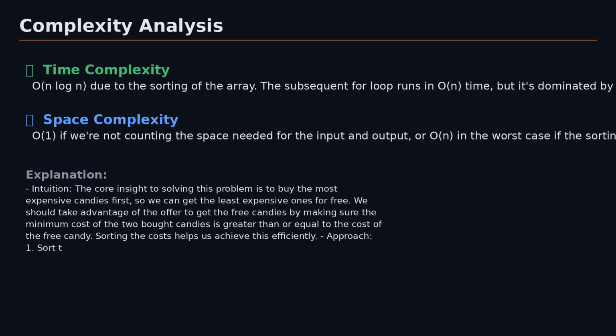Now let's talk about the time and space complexity of this solution. The time complexity is O(n log n), because we're sorting the array of costs, and the subsequent for loop runs in O(n) time, but it's dominated by the sorting. The space complexity is O(1), if we're not counting the space needed for the input and output, or O(n), in the worst case if the sorting algorithm uses extra space, depending on the implementation of the sort function used by the compiler. And that's it.